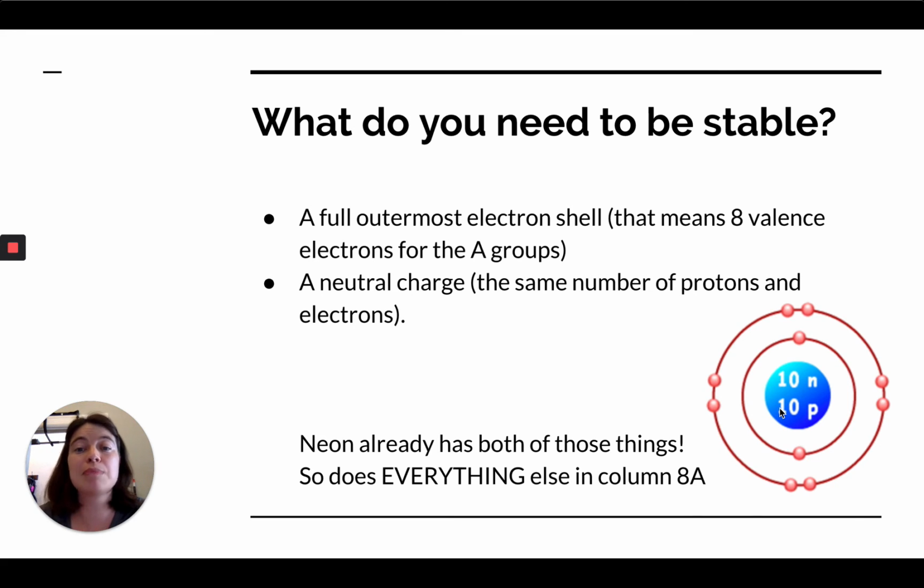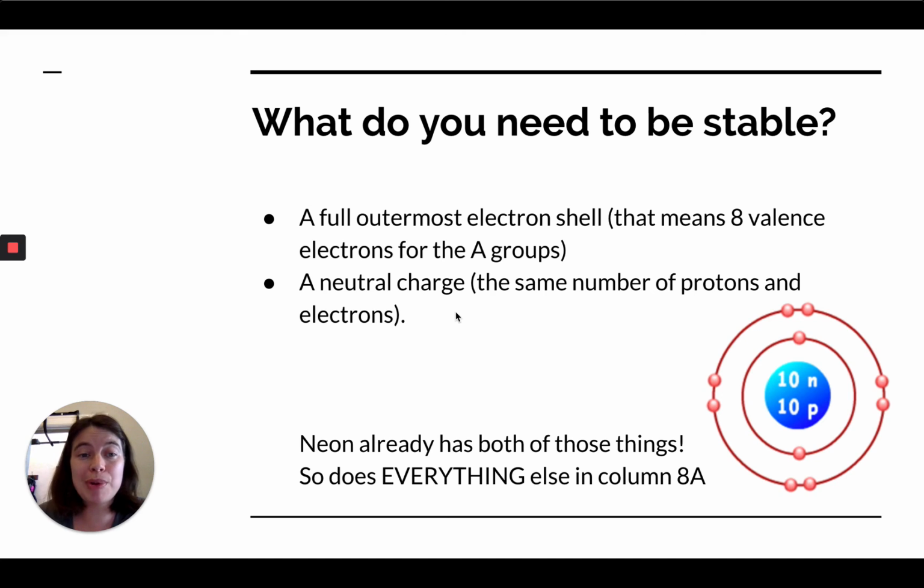And -10 plus +10 is 0. So a neutral atom is going to be meeting this second criteria, having the same sort of neutral, no charge, no need to form an ionic compound. So the thing that's important to understand about neon, and actually all of these noble gases, is that they already meet both of these criteria.